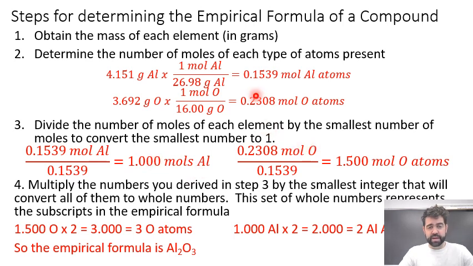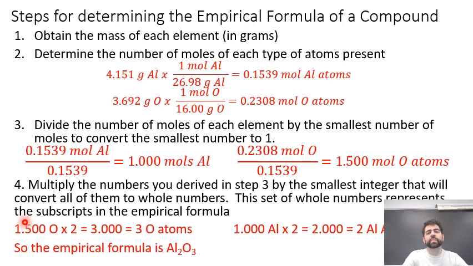And then I divide the bigger number by that same smaller number. So both numbers are divided by the smaller number. When I do that, I get 1 here and 1.5 here. Okay, so what that tells me is that for every 1 mole of aluminum, I have 1.5 moles of oxygen.